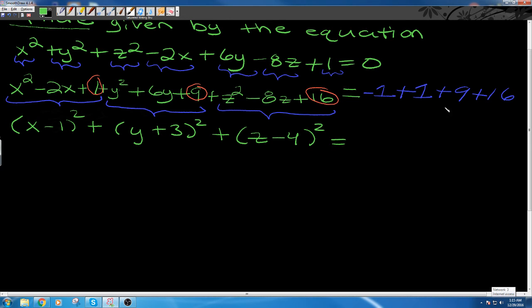Okay, now this is going to equal negative 1 plus 1 is 0, 9 plus 16 is 25. Okay, well, this is good because now we see that we have it in the form we want, which is x squared plus y squared plus z squared equals r squared, where r squared is 25 in this case.